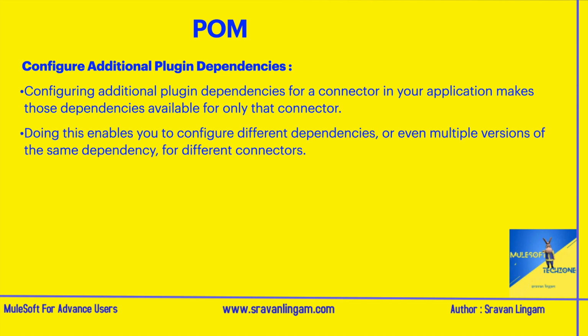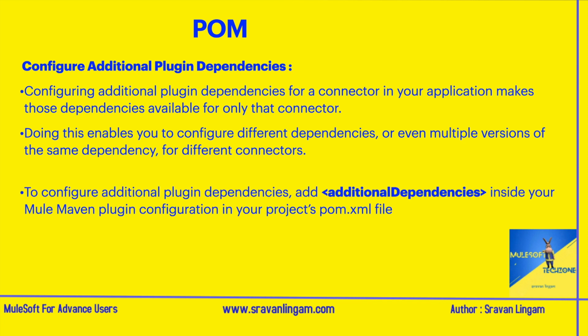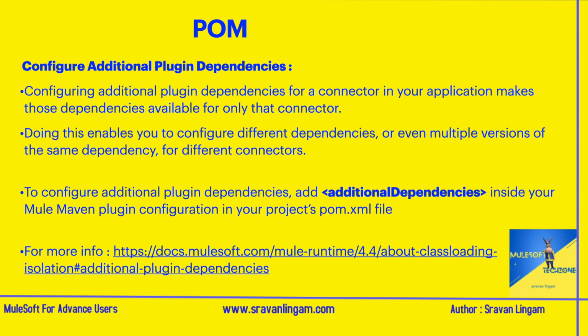Doing this will enable you to configure different dependencies, or even multiple versions of the same dependency, for different connectors. For example, if you have MySQL version 1.8.0, you can mention multiple versions also, like 1.9. For example, for Oracle, you have multiple versions. In that case, you can use additional plugin dependency. To configure this, again, you will add a tag called additional dependency inside your Mule Maven plugin configuration under pom.xml. So everything we are talking about in XML terms is under pom.xml. For more information, again, you can refer to the same website.